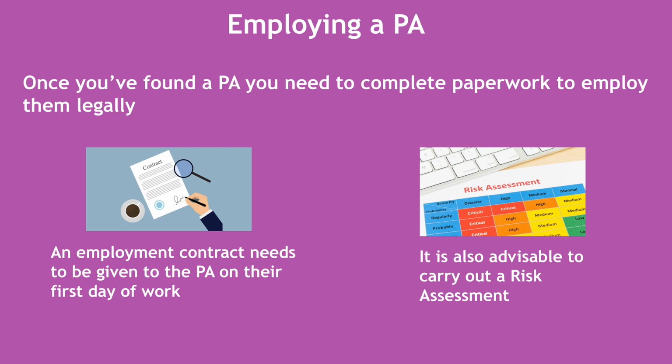When you have found the PA you want to employ, you will need to complete various paperwork in order to employ them legally. Firstly, you'll need to give them an employment contract which sets out all the terms and conditions of their employment. For example, the types of things you would include in this contract would be hours to be worked, pay rates, and holidays. This would need to be given to the PA on the first day of them working for you.